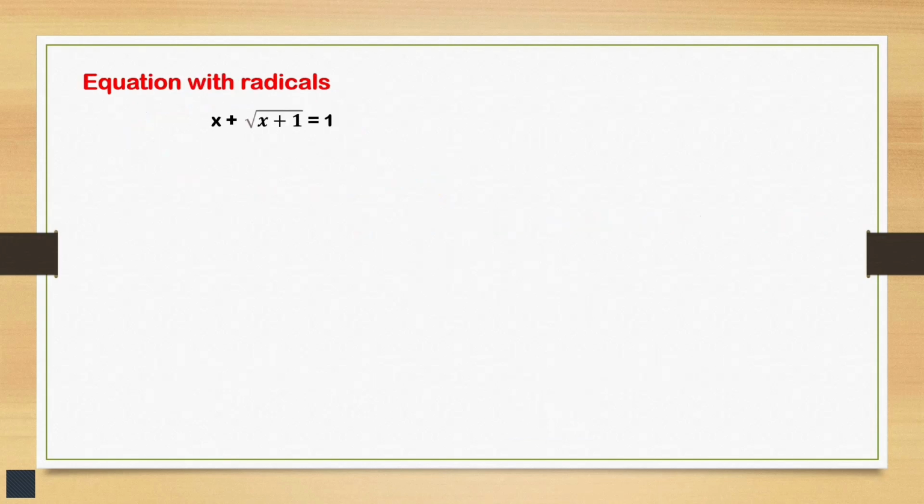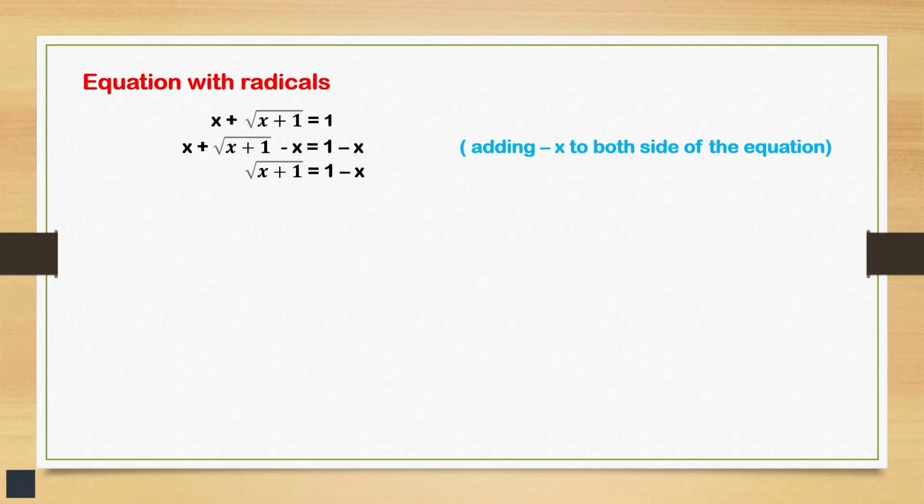Now, let's go to equations with radicals. x plus the square root of x plus 1 equals 1. Applying the addition property of equality, we're going to add negative x to both sides of the equation. This will give us x plus the square root of x plus 1 minus x equals 1 minus x. And of course, x and negative x on the left side will cancel out. It will form the square root of x plus 1 equals 1 minus x.